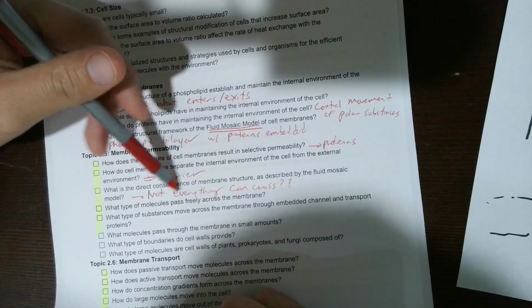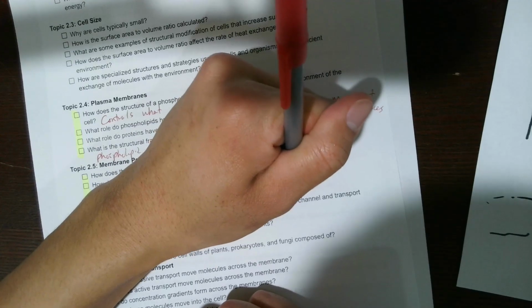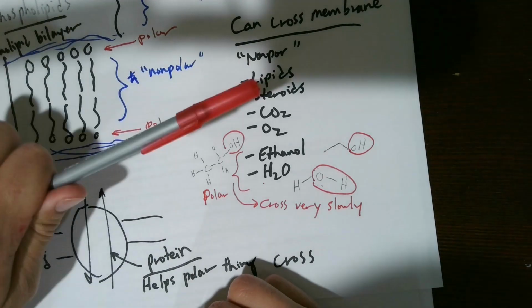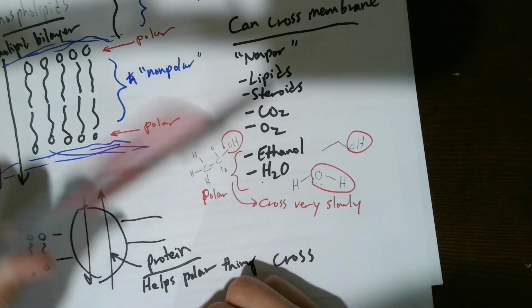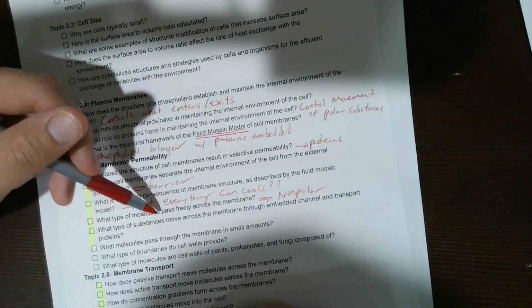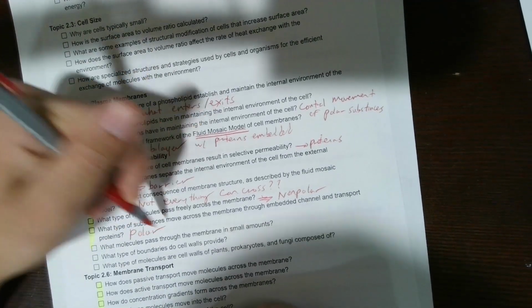What types of molecules pass freely across the membrane? Oh, that's an easy one. Non-polar. And if we remember from our list, it's lipids, steroids, carbon dioxide, oxygen, and a little bit of ethanol and water. What types of substances move across channels? That's going to be polar things.